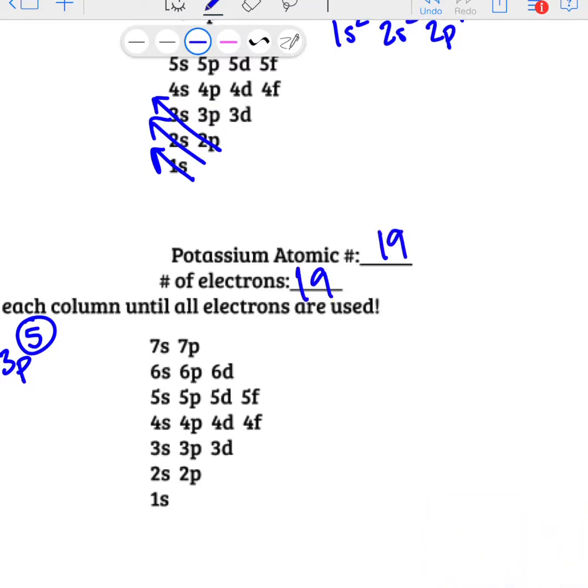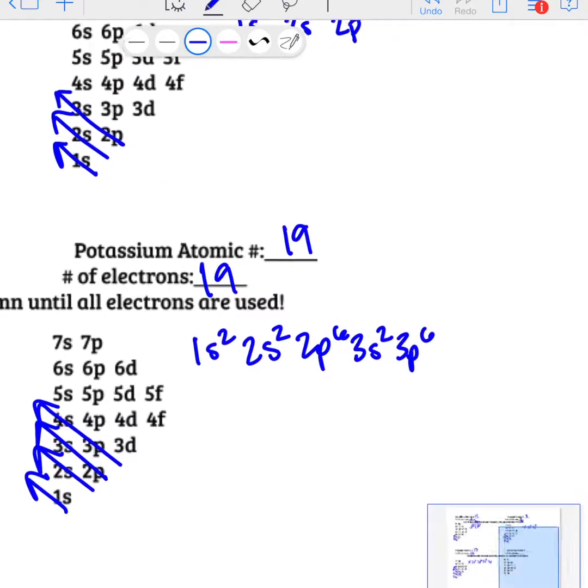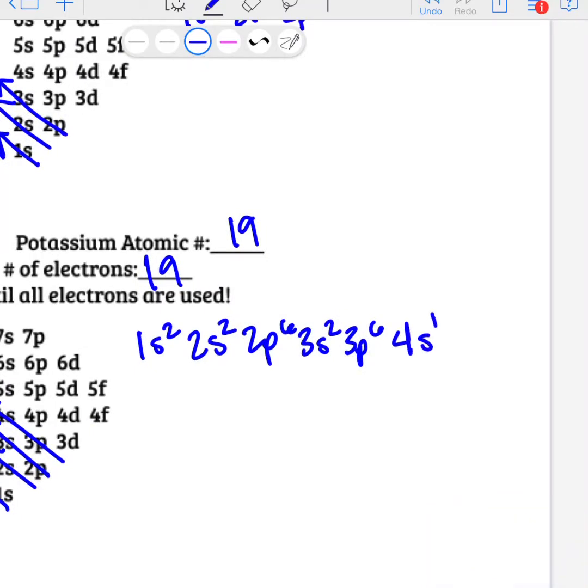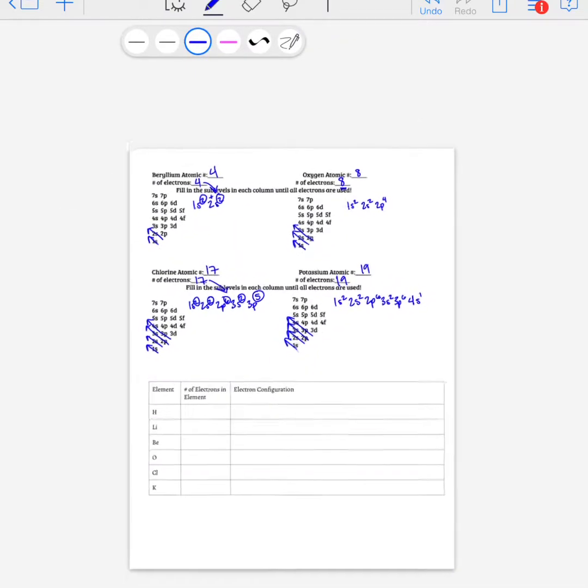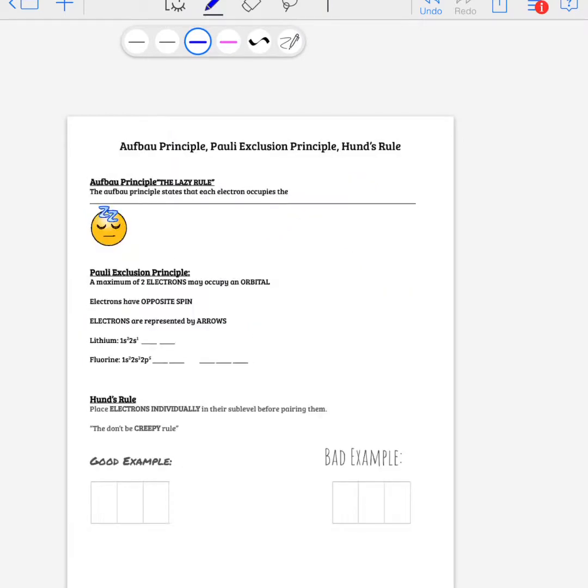All right, last one. Potassium has atomic number of 19, so 19 electrons. So again, follow the arrows, try to do it on your own, and then check it with mine. So here's what it should look like. Again, your exponents should add up to 19. So that's your electron configuration for potassium. You also have this box. You don't necessarily have to fill that in if you want to. It's just all the examples that we just did.